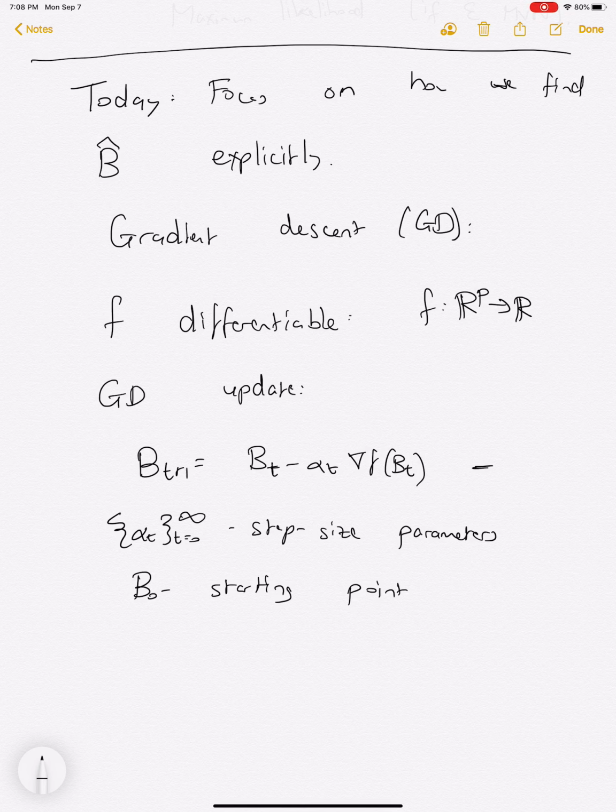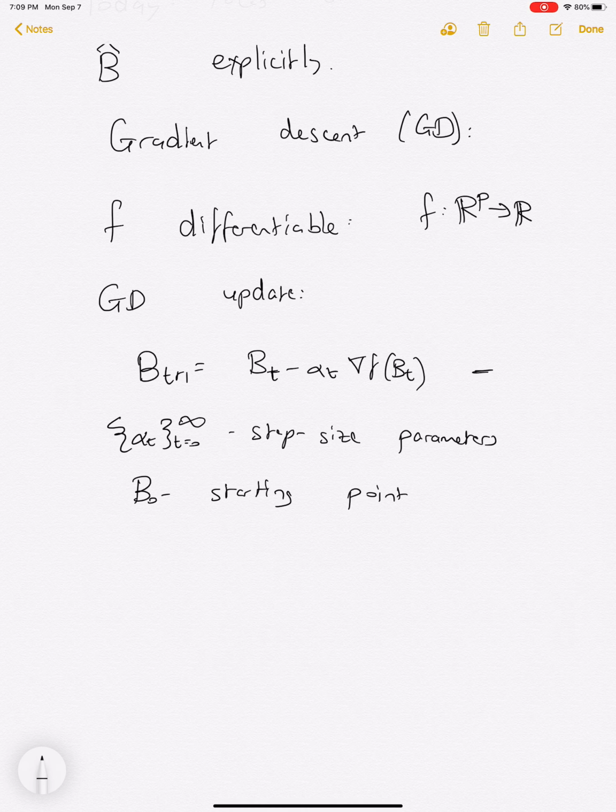This is really worth remembering because it's very useful and very easy to implement. For gradient descent, you're assuming that you have some differentiable function. We're in the multivariate setting, so this is a multivariate function, and we're assuming it's differentiable. The gradient descent update is simply b_{t+1} equals b_t minus alpha_t times the gradient. There are two important things here. The f is given to us, but we have to choose the step size parameters, and there's also a starting point to be chosen.